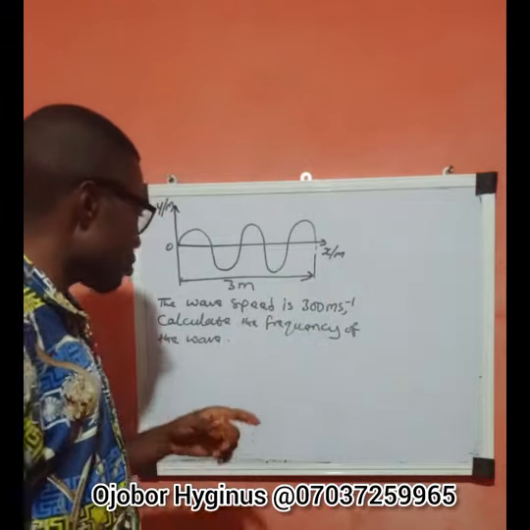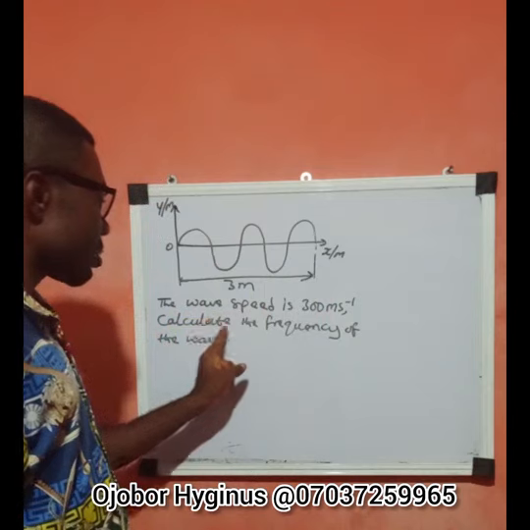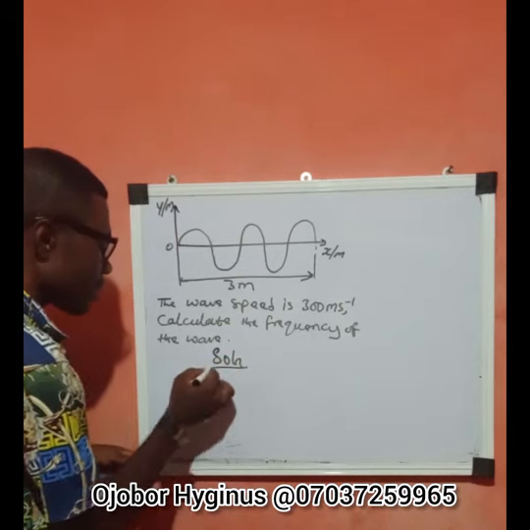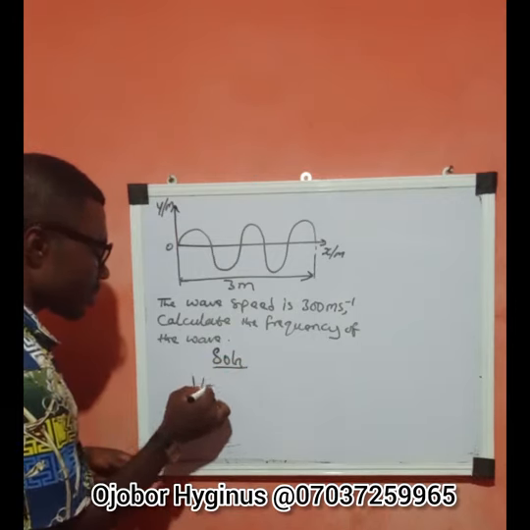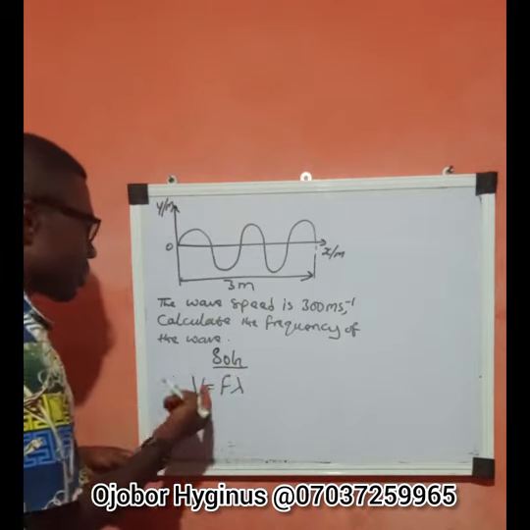This is part of a wave motion, and they said that the speed of the wave is 300 meters per second. Calculate the frequency of the wave. Solution: we know that the speed of the wave v is equal to frequency of the wave times the wavelength. But we don't have the wavelength.